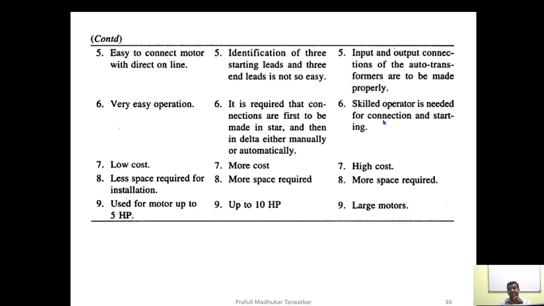Here precision is required to adjust the percentage of the auto transformer starter winding. Low cost, more cost, very costly. Up to 5 HP, up to 15 HP and more than that. So up to this point, we have discussed 3 different starting methods of induction motor using 3 different starters, DOL starter, star delta starter and auto transformer starter, along with their power circuit, control circuit and the comparison.